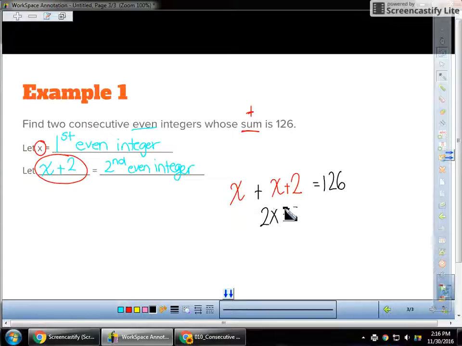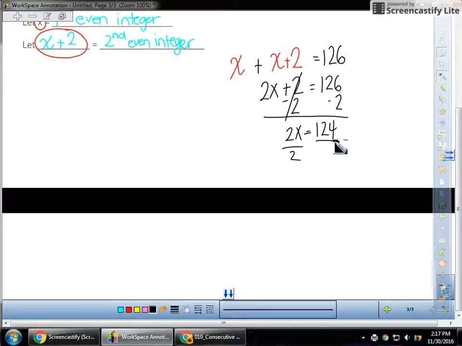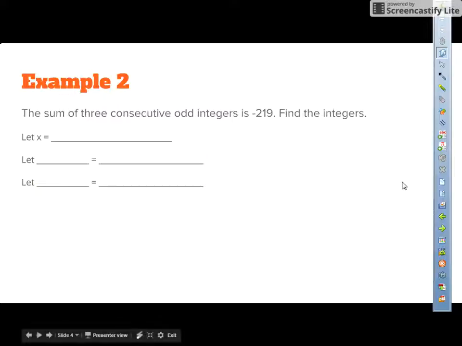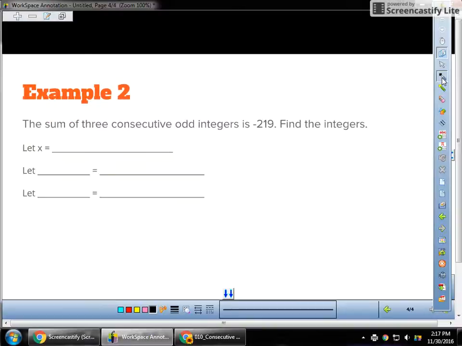I combine like terms, I subtract 2, I get 124, and then I divide by 2, and I get x equals 62. And then I go over here and I know that if x is 62, then x plus 2 has to be 64. And a good way to check yourself is to say, do I have even numbers? Yes, I do. I needed them both to be even, and they are. So again, let's say we had some odd numbers here, and that's okay. It works the same way.